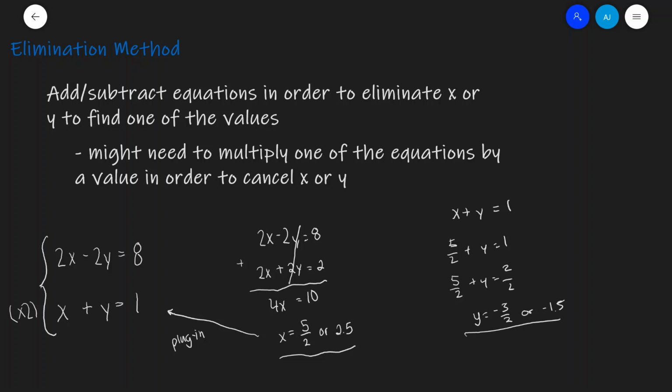So we have our x and y values, so our total solution for this system of equations is, I'll just put it in fraction form, 5 halves, negative 3 halves, or if you want it in decimal form, it would be 2.5, negative 1.5.